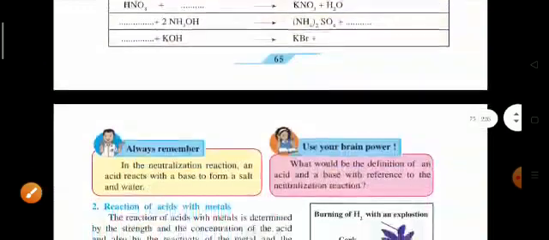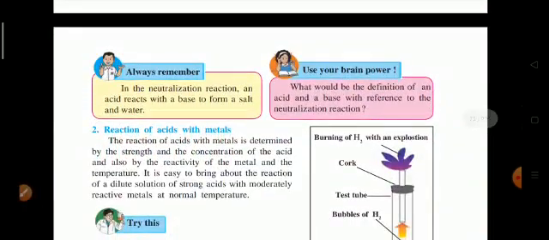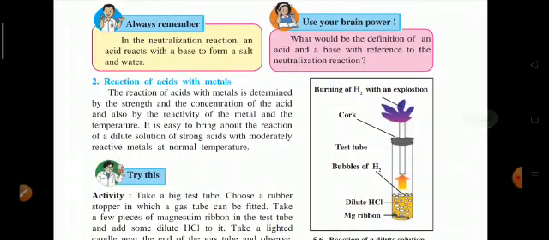Now we'll be continuing with the reaction of acids and metals. The reaction of acids with metals is determined by the strength and the concentration of the acid, and also by the reactivity of the metal and the temperature. It is easy to bring about the reaction of a dilute solution of strong acids with moderately reactive metals at normal temperature. Now, in this figure, you can see the burning of H2 with an explosion.